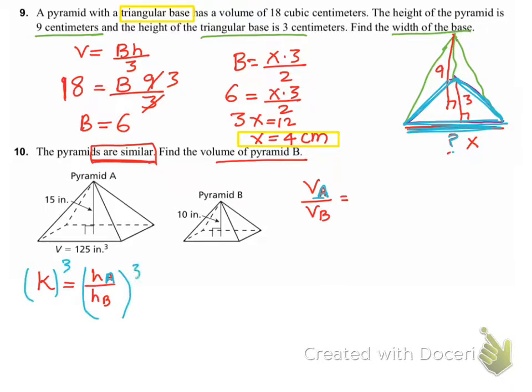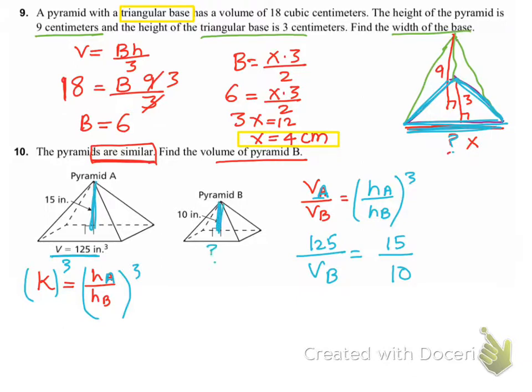This thing. So I'm just going to plug it in here. That's going to be HA over HB whole cubed. Now you just plug in the values. Volume of A, the first pyramid, is given as 125. The second one is not given; that's what we're supposed to find. And HA is 15, the height of the first pyramid. The second pyramid is 10. You can see this is the height given, this is the volume given, and the volume VB is missing. And let me make it A.